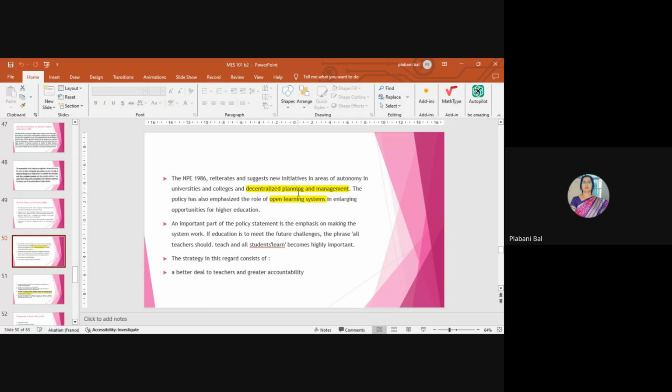The policy has also emphasized the role of the open learning system in enlarging opportunities for higher education. And the important part of the policy statement is the emphasis on making the system work. If education is to meet the future challenge, the phrase that is there, all teachers should teach and all students learn, becomes highly important. The strategy in this regard consists of some strategies that were developed.